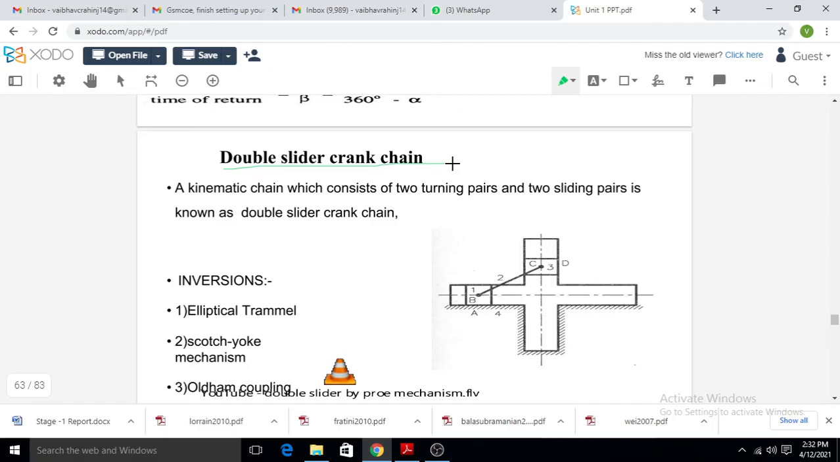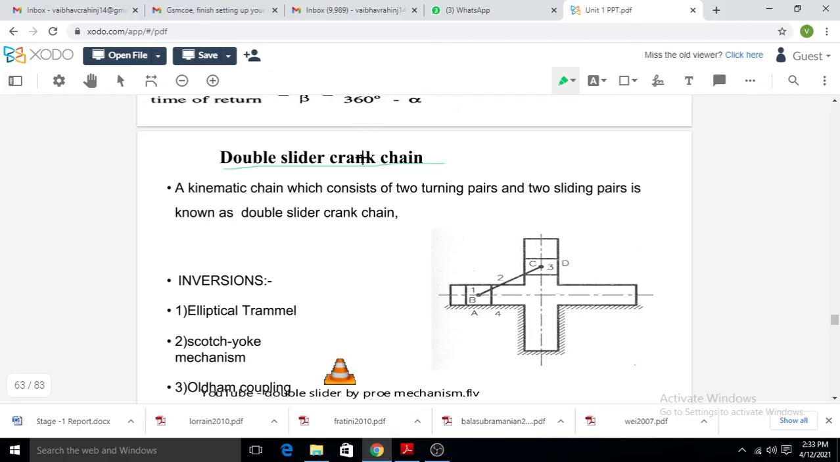If an MCQ is asked on this topic, they will give you some example and ask which type of mechanism it is an inversion of. For example, the question may be: the hand pump is a dash dash type of inversion. They give options, such as the single slider crank mechanism, the 4-bar chain mechanism, or the double slider mechanism. But the hand pump is an inversion of the single slider crank mechanism.